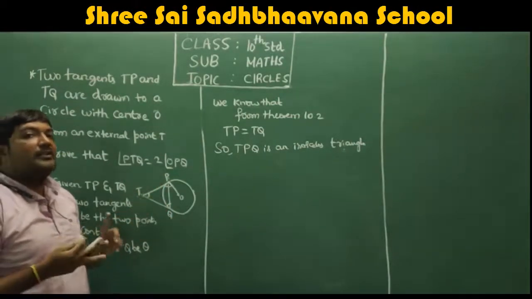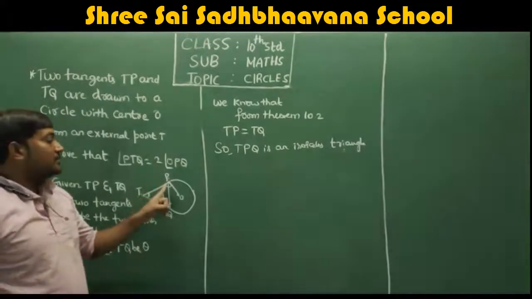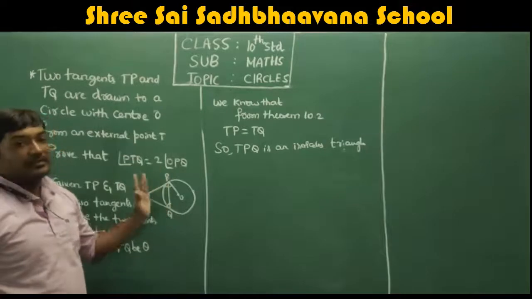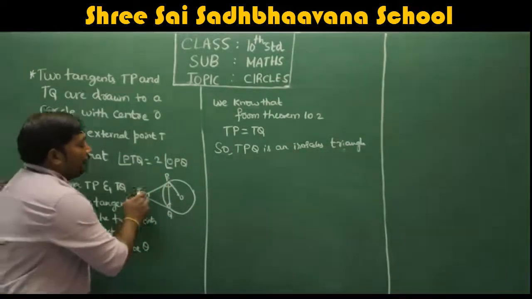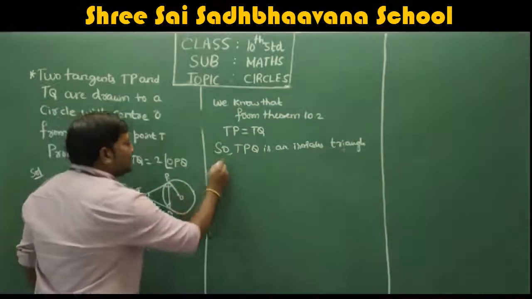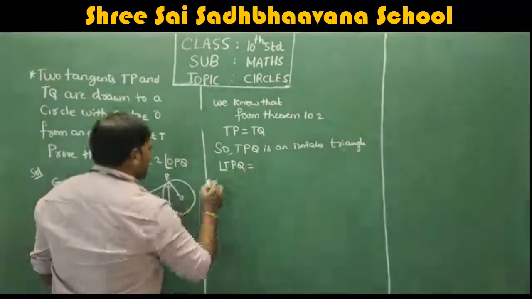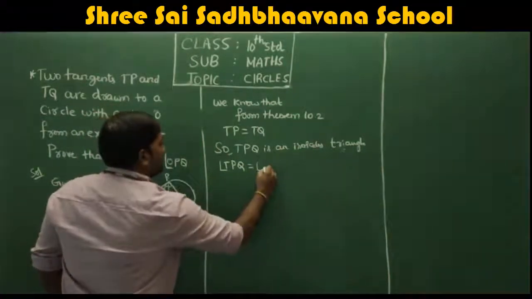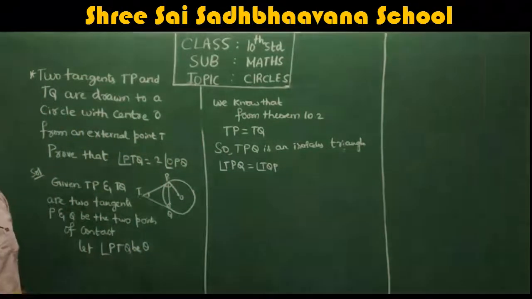In an isosceles triangle, the angles opposite the equal sides should be equal. It means especially these two, which are made by the base. These two should be equal, and also two sides should be equal. So we came to know that angle TPQ is equal to angle TQP. Both are equal because it is an isosceles triangle.